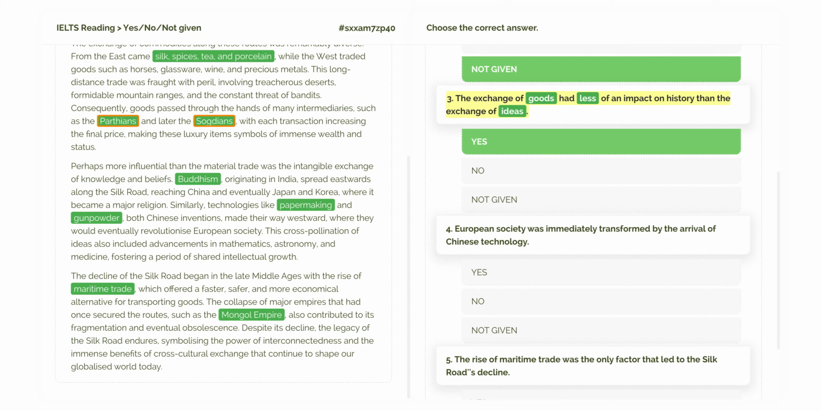The answer is yes. The first sentence of paragraph 3 says, perhaps more influential than the material trade was the intangible exchange of knowledge and beliefs. More influential directly supports the idea that the exchange of ideas had a greater impact. The statement in the question is a perfect paraphrase of the author's opinion in the text.